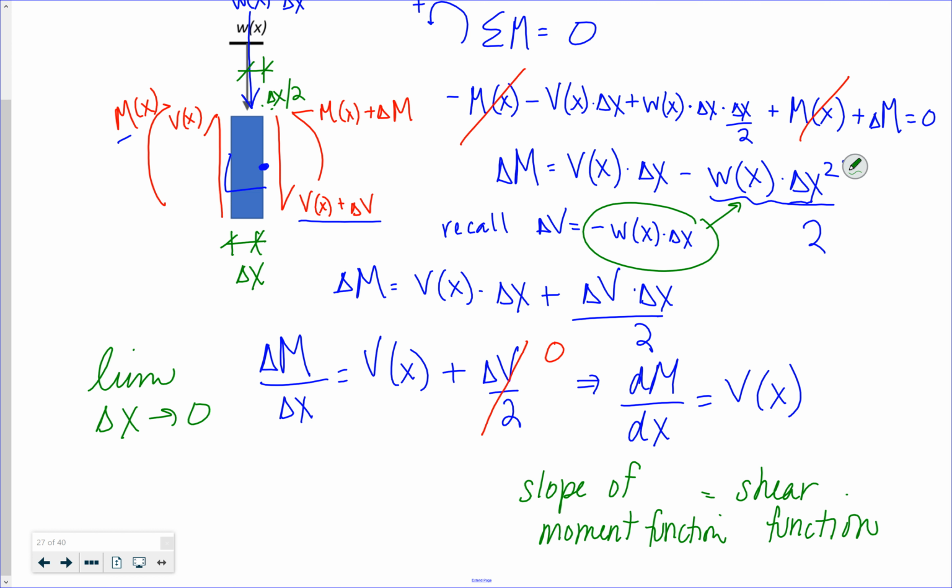Right? It's kind of like when you all learned physics and suddenly you noticed, hey, the derivative of the velocity is the acceleration, and the derivative of the position is equal to the velocity. Same thing, the derivative of the moment is equal to the shear. The derivative of the shear is equal to the applied distributed load.